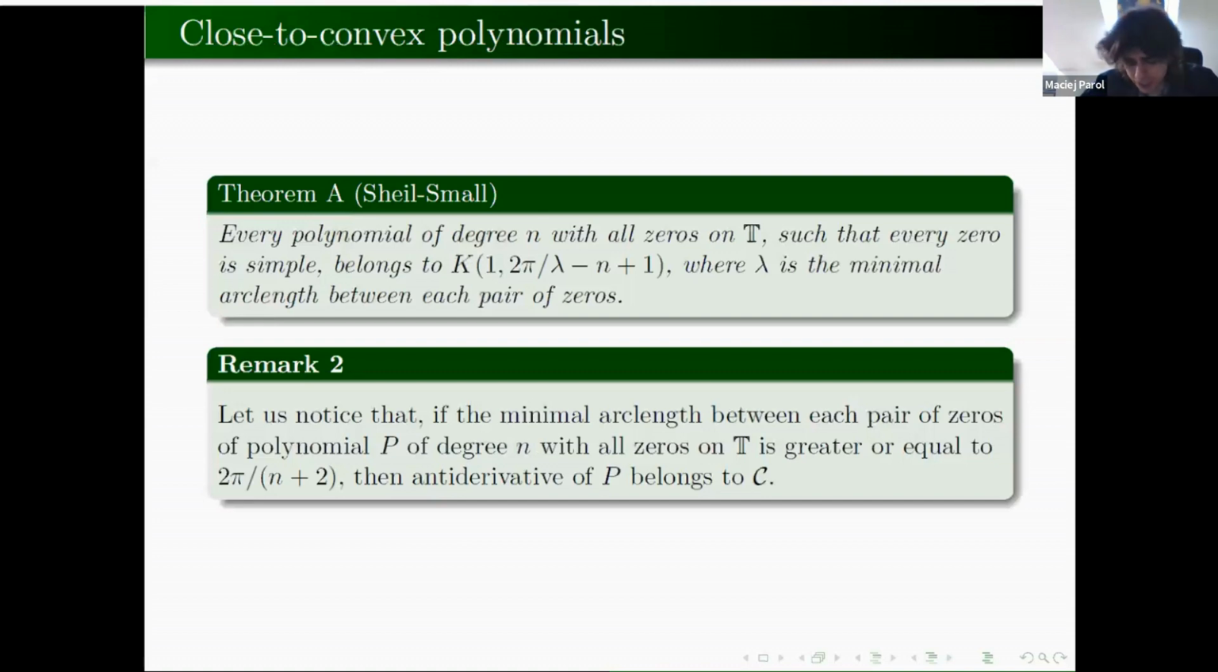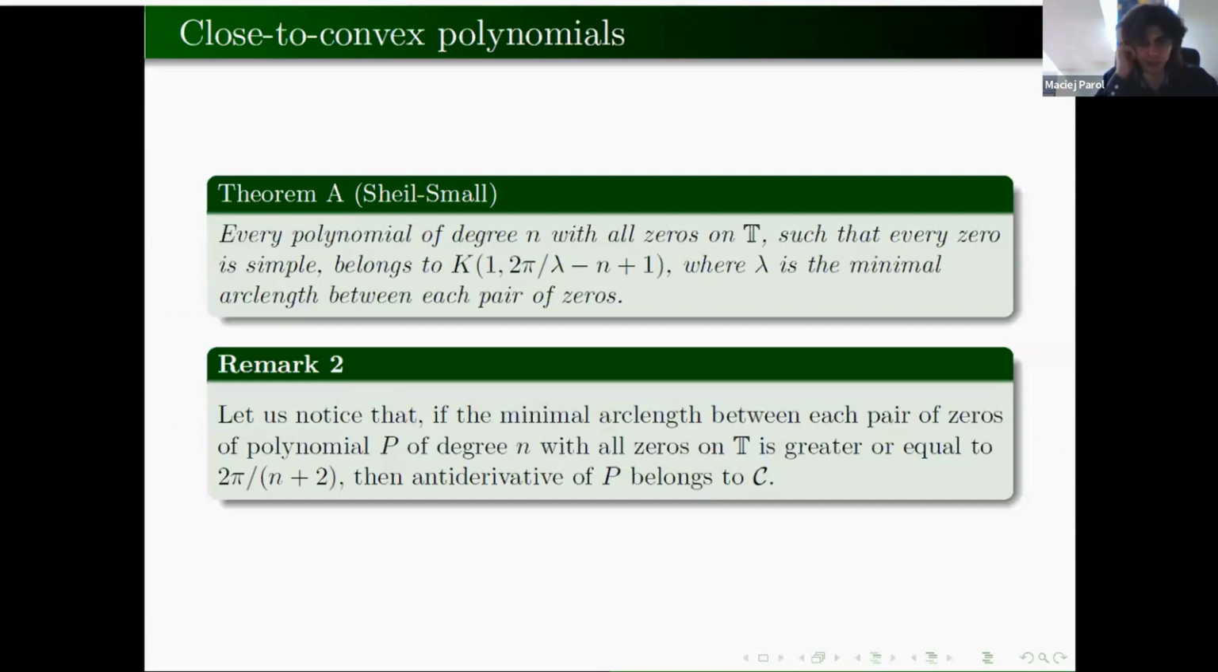We are inspired by the work of Dmitryshin et al., and we are inspired by the Szymon result too. So we have theorem A, and Szymon proved that every polynomial of degree n with all zeros on the unit circle without multiple zeros belongs to the class K1 2 pi over lambda minus n plus 1, where lambda is the minimal arc length between each pair of zeros.